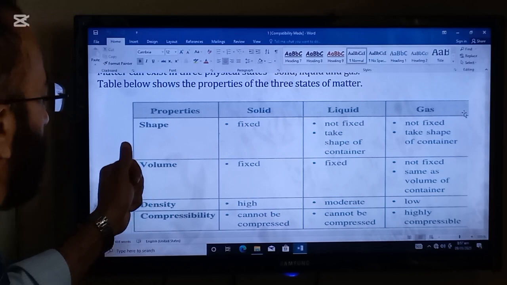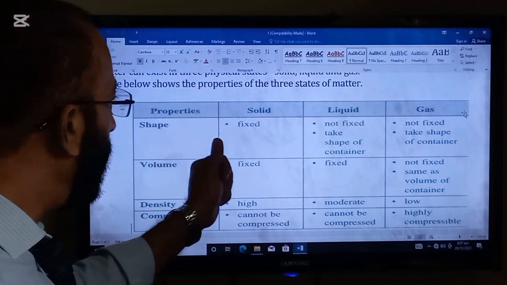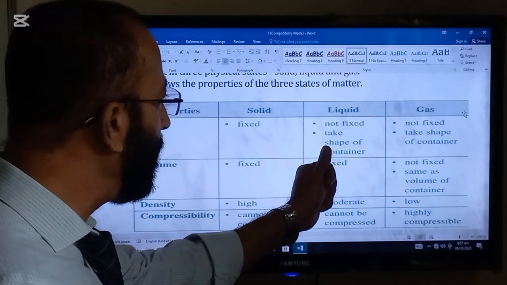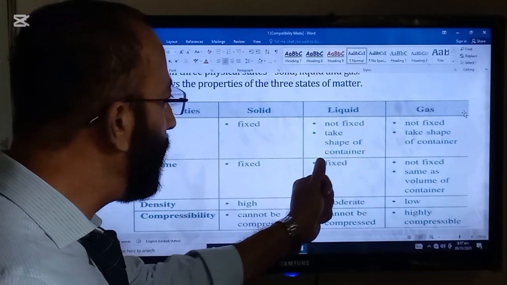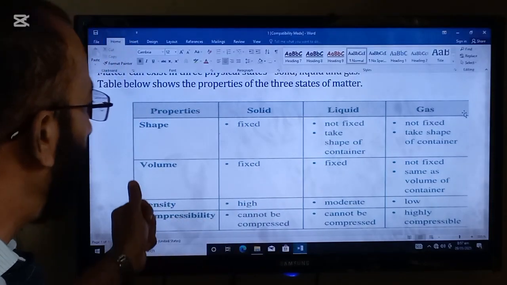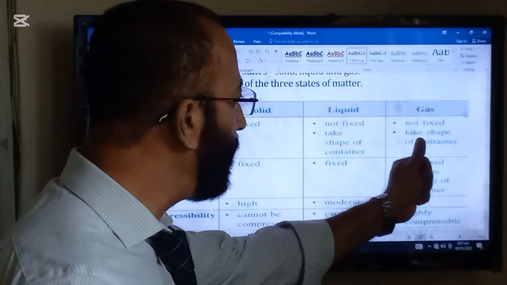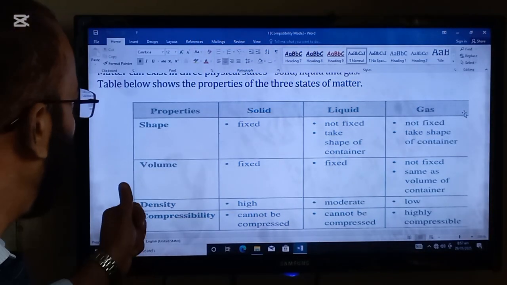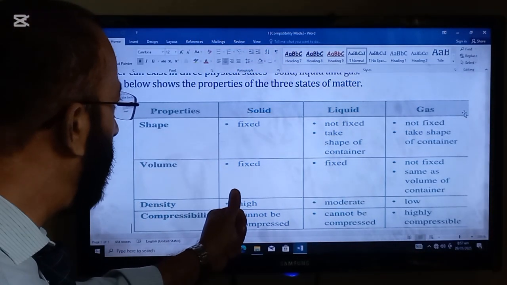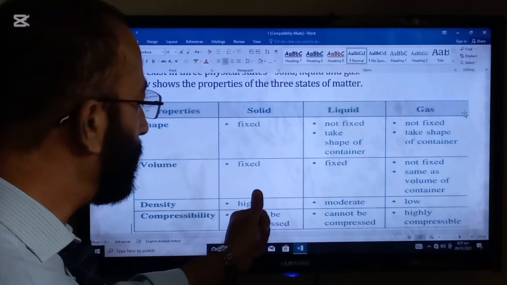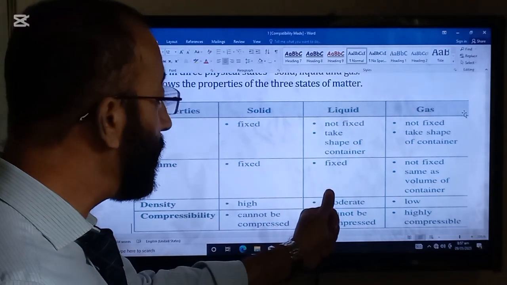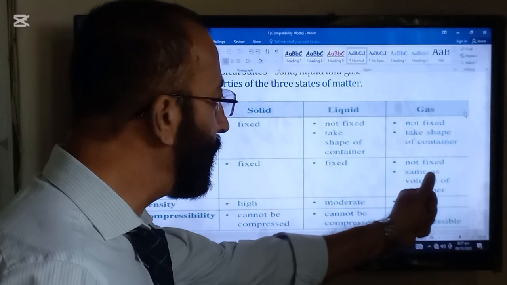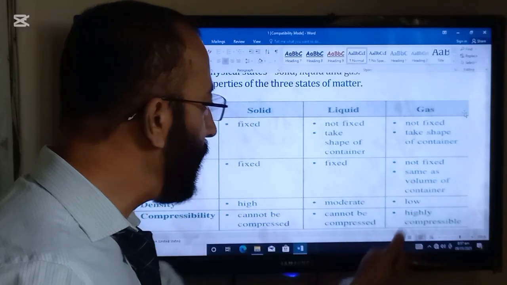So first property is the shape. The shape of the solid is fixed. The shape of the liquid is not fixed. Take the shape of the container. The shape of the gas is not fixed. It takes the shape of the container. Volume. Volume of a solid is fixed. Volume of a liquid is fixed. Volume of a gas is not fixed, same as volume of the container.